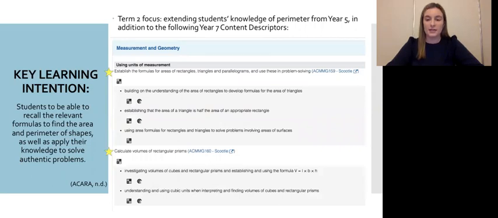The key learning intention of my intervention was for students to be able to recall the relevant formulas to find the area and perimeter of shapes, as well as apply their knowledge to solve authentic problems.